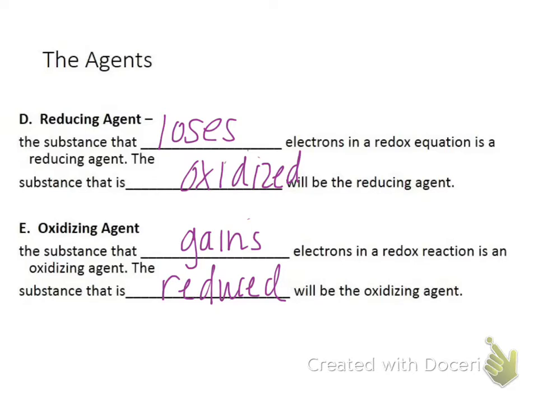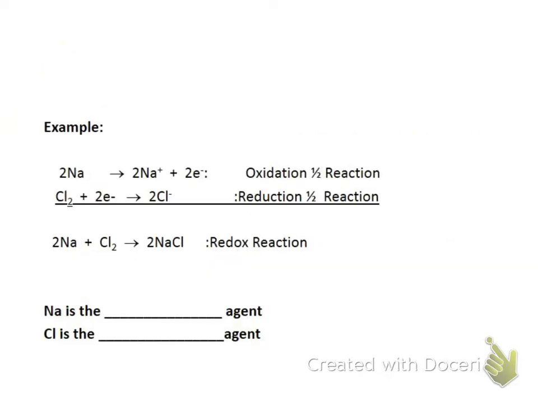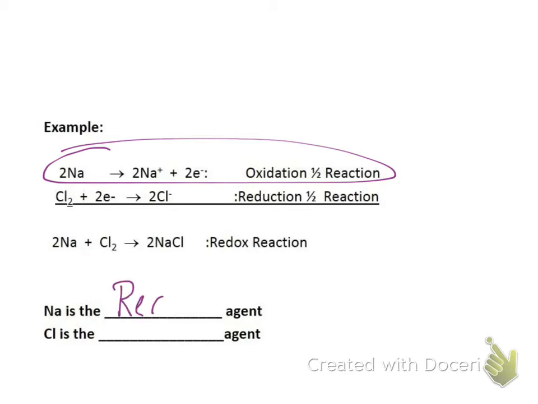So back to that same equation of sodium and chlorine. What happened to sodium? Was it oxidized or reduced? It's actually more than a 50-50 shot. Sodium was oxidized, so that makes sodium the reducing agent, because it caused chlorine to be reduced. Chlorine was reduced, so it is the oxidizing agent because it caused sodium to be oxidized.